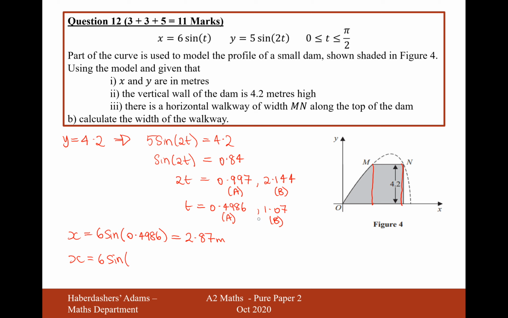What's it going to be? 6 sine 1.07. So that's just my value for B in the calculator at the moment, so I'll just change my A for a B, and I get 5.27.